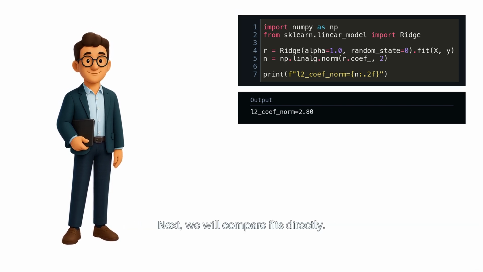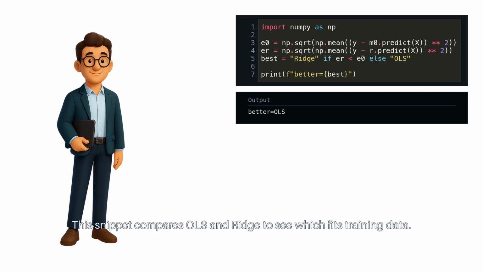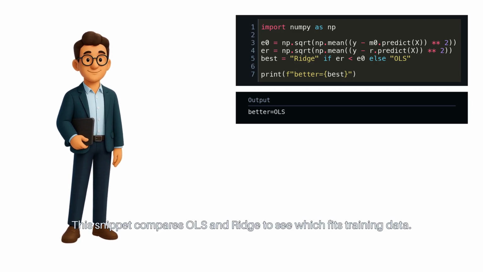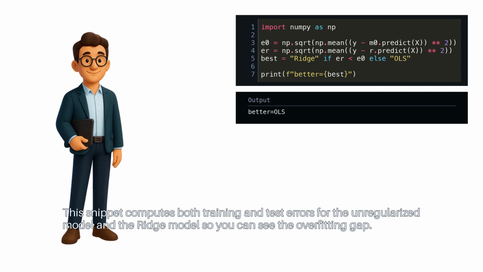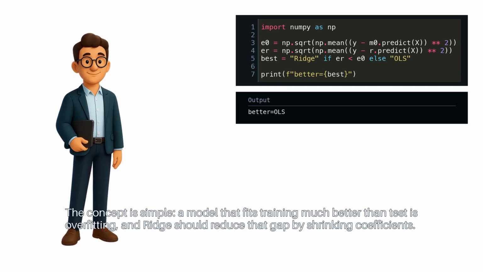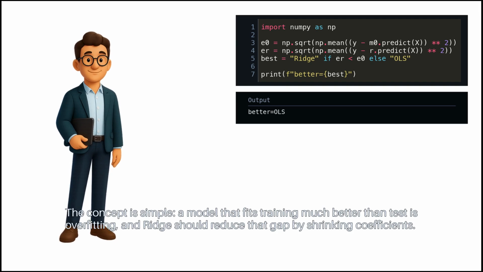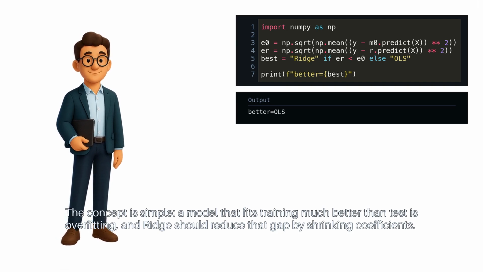Next, we will compare fits directly. This snippet compares OLS and ridge to see which fits training data. This snippet computes both training and test errors for the unregularized model and the ridge model so you can see the overfitting gap. The concept is simple. A model that fits training much better than test is overfitting, and ridge should reduce that gap by shrinking coefficients.